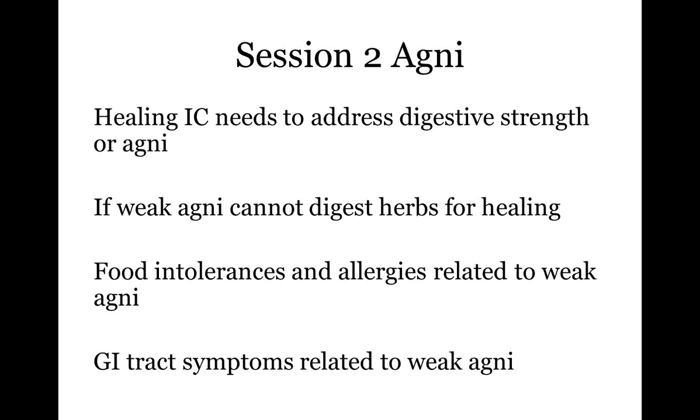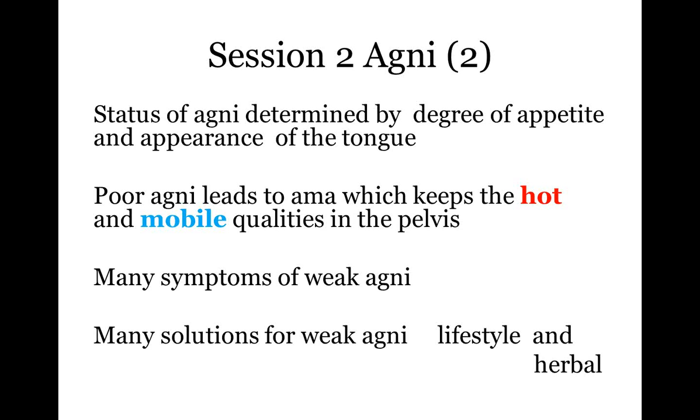So GI tract symptoms, as we talked about in session 2, are related to weak Agni: the bloating, the congestion, the heaviness after eating, the variability of appetite. These are all related to poor Agni. So the status of Agni is determined by the degree of appetite. If you have a rich, strong appetite, and you have a clear tongue, that is no coating on the tongue, which is a characteristic of Ama that we'll talk about in a bit, Agni can be assessed by these two characteristics.